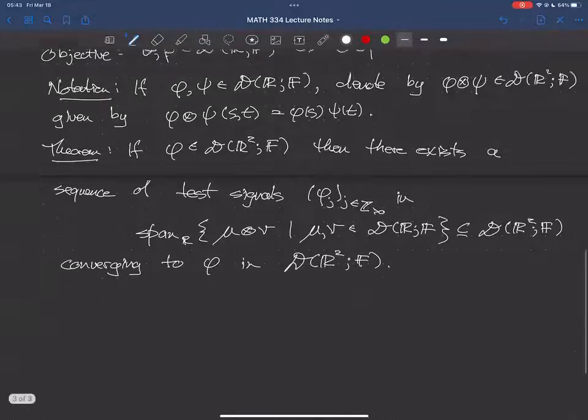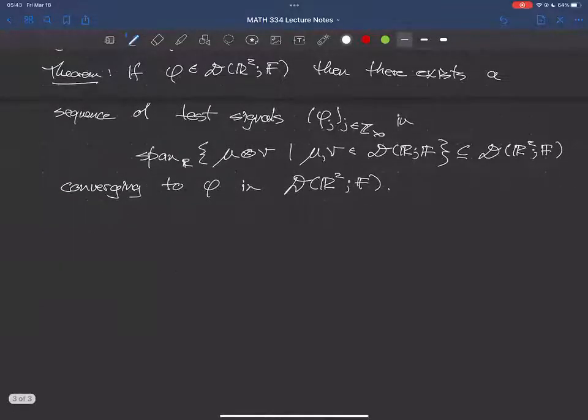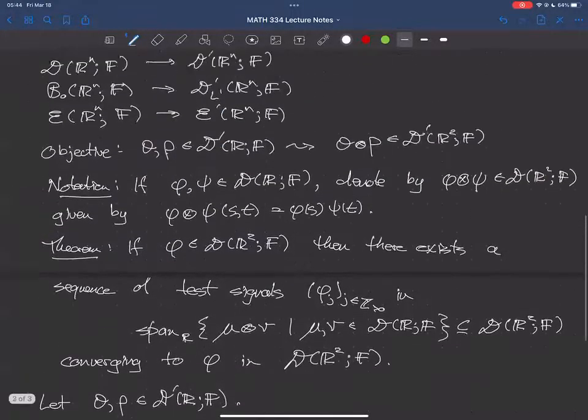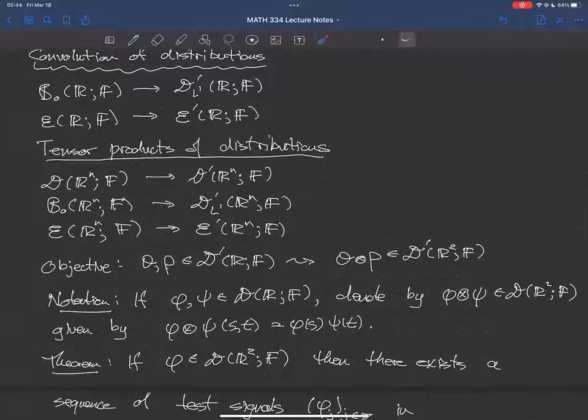Okay, good. So now we use this construction to define the tensor product of two distributions. So now let theta and rho be distributions in the single variable. What I want to do, as I said up here, is define their tensor product as a distribution in two variables.